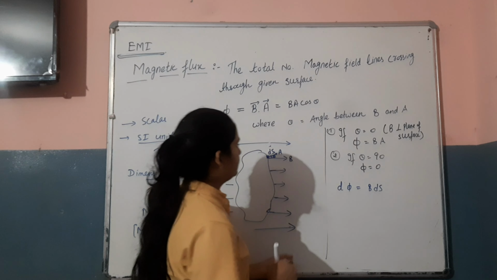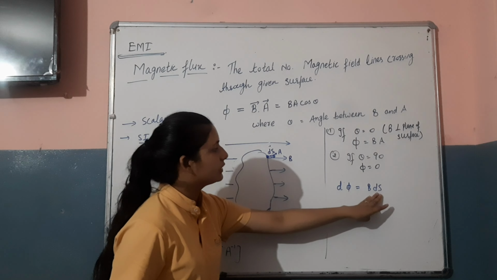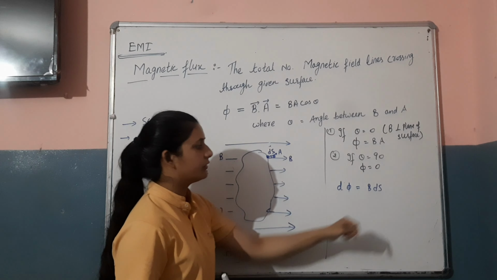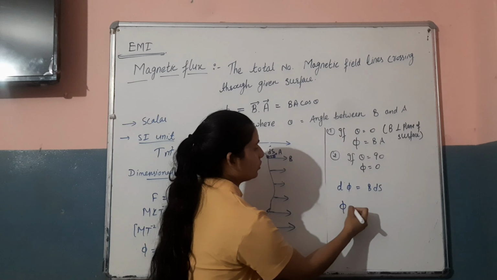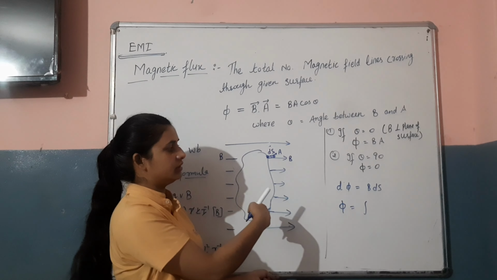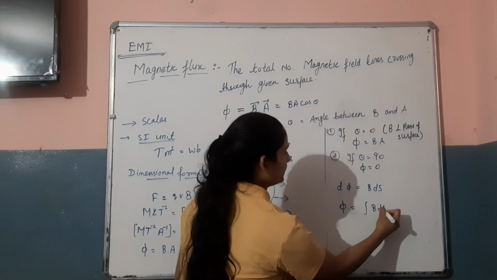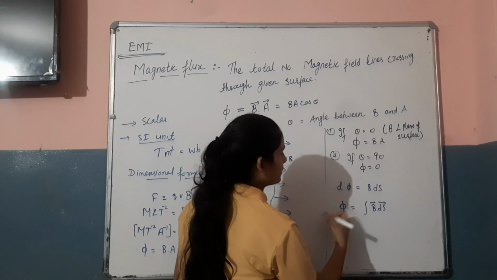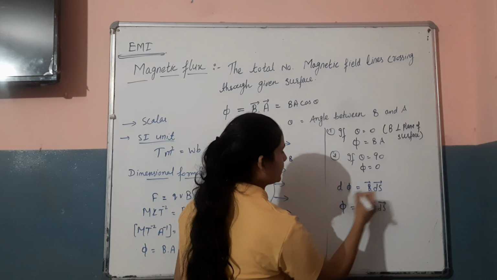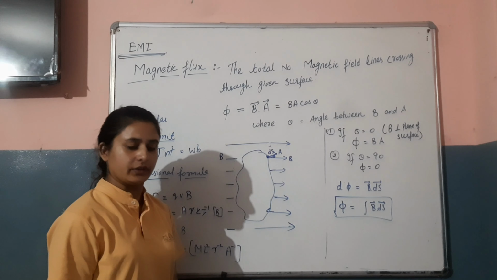So now there is a number of small surface areas. To find the total magnetic flux, we have to add all these, and to add all these, we have to integrate. So integration of B dS cos theta, right? So this is the total magnetic flux for an irregular surface.